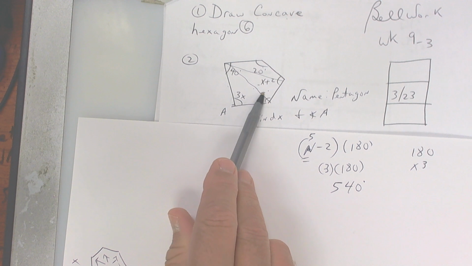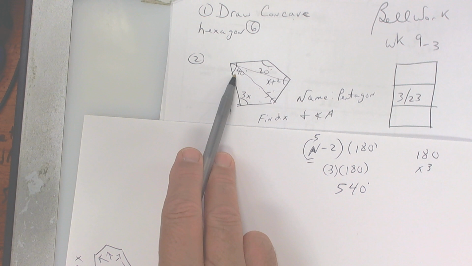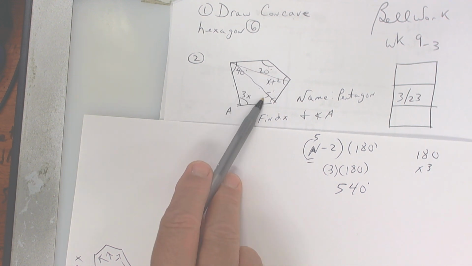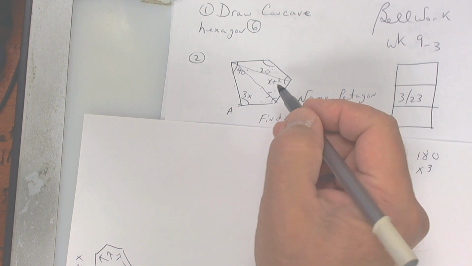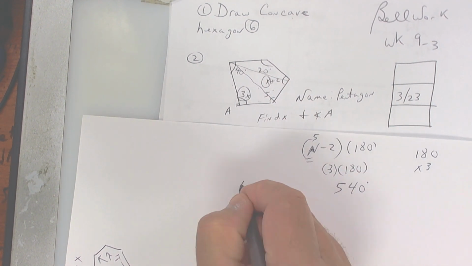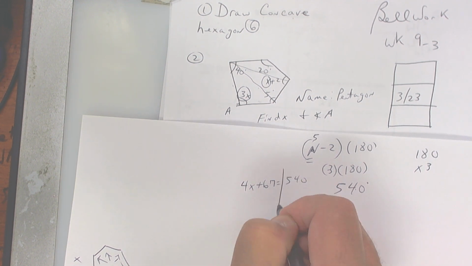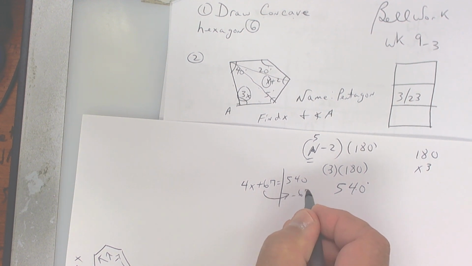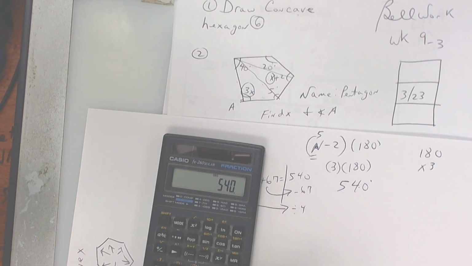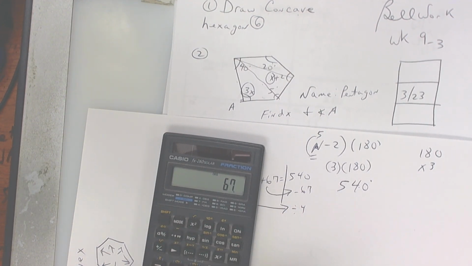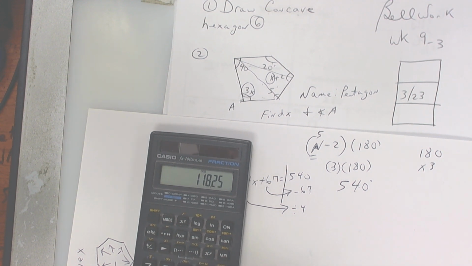And they're all different because it's not regular. All the sides are different. So you're going to add all this up. So you're going to say 40 plus 20 is 60, plus 5 is 65, 66, 67. So it's going to be 4x plus 67 is equal to 540. And you're going to subtract 67 and then divide by 4. So let's do that. So 540 minus 67 equals, divide by 4 equals, I get 118.